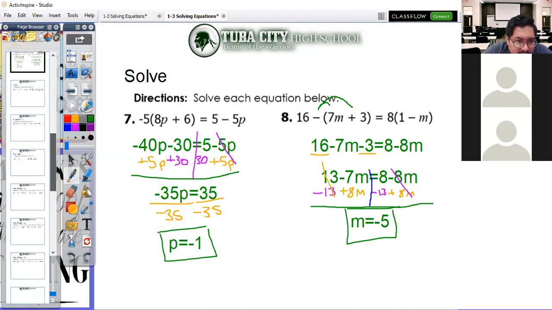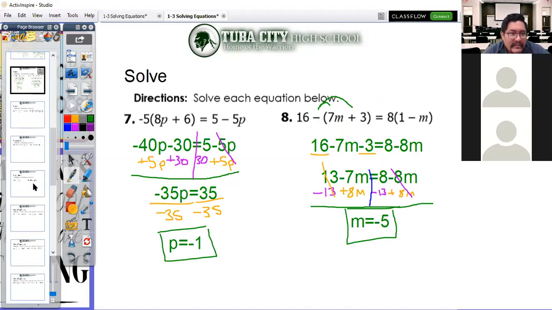All right, let's see how much further I got. Not that many. We're on our last few slides, and I think there's about 20 examples altogether. So let's go ahead and keep things moving along.